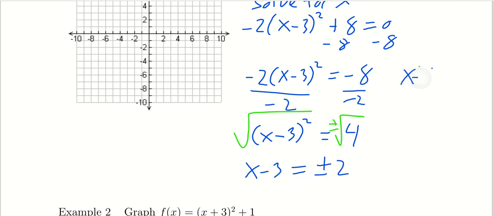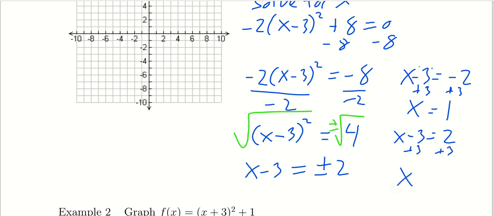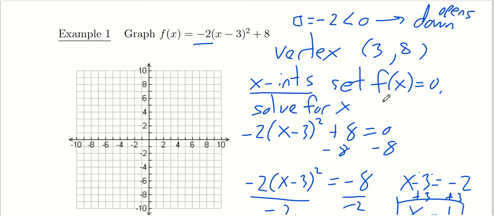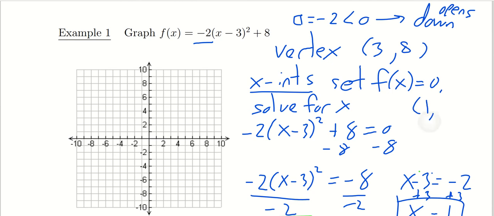And now let's come over here and split it apart. We have x minus 3 equals negative 2. We have x minus 3 equals positive 2. If we add 3 to both sides, we get x equals 1. If we add 3 to both sides, we get x equals 5. So these are the x values for our x-intercepts. Let's write them as ordered pairs. So they're going to be the ordered pairs (1, 0) and (5, 0).